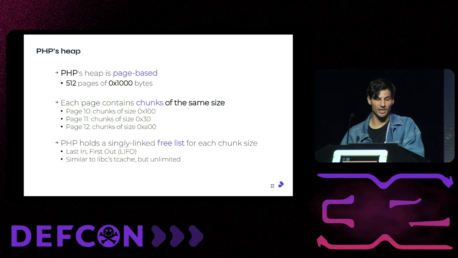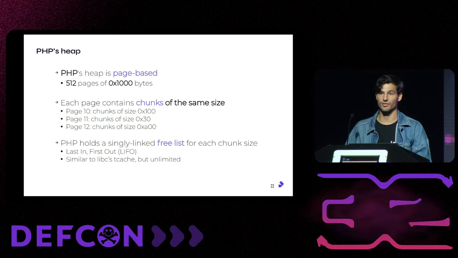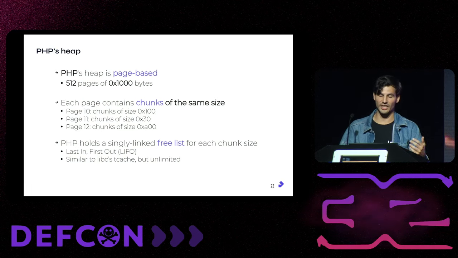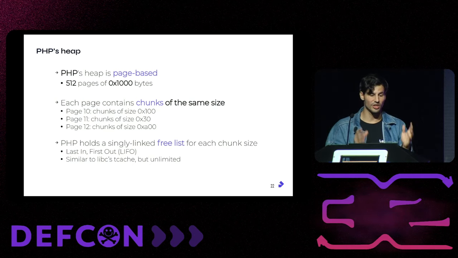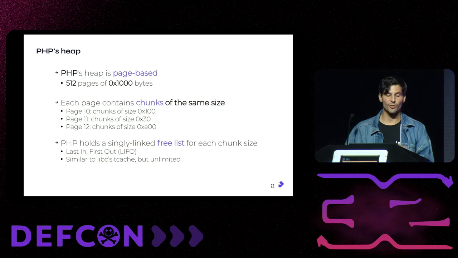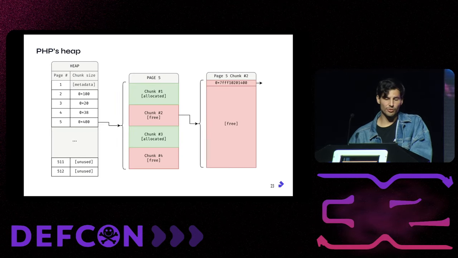They are last in, first out. That means that if I free a chunk of some size and allocate a new one afterwards, it will be allocated exactly at the same spot. It's very similar, for those who do ptmalloc exploitation, to the libc tcache, but completely unlimited and without any protections.